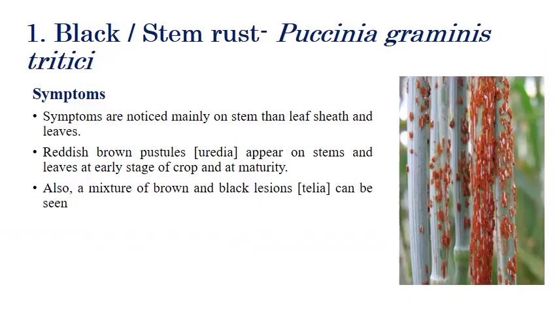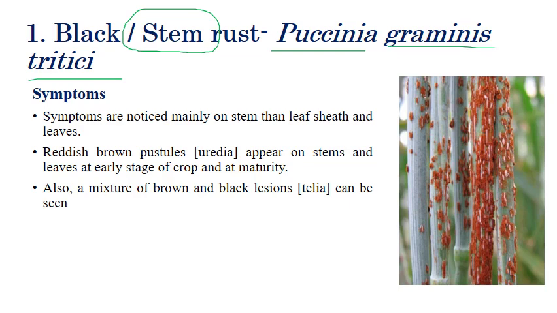The first one is black rust or stem rust. The name itself indicates that symptoms appear on the stem regions. It is a very important and devastating pathogen all over the world, and the most problematic pathogen in the production of wheat. Black rust or stem rust is caused by Puccinia graminis tritici. Puccinia graminis tritici is the causal organism of black rust or stem rust.